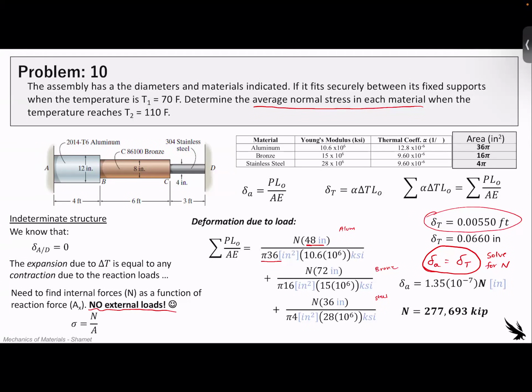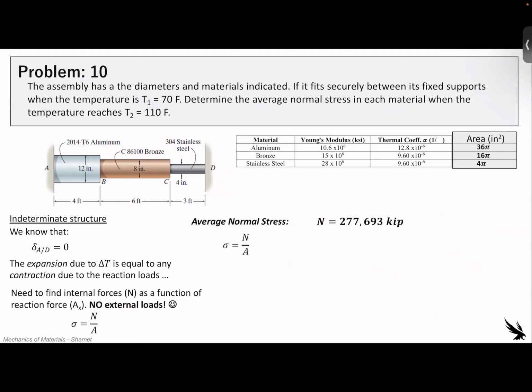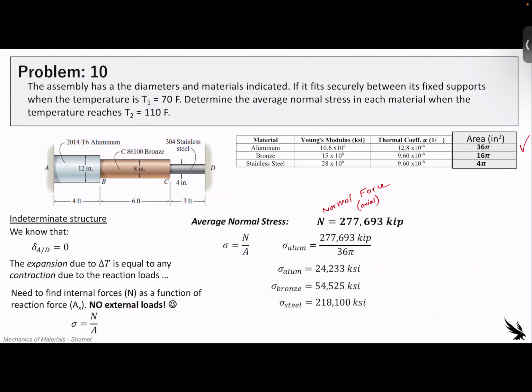All right, so we're not done yet because we need to find the average normal stress in each material. So we have the normal force, or axial force, I've been calling it. So now we just need to divide it by the cross-sectional area of each. We'll go through this kind of quick. I showed the calculations for aluminum, but just make sure you change each one. So for the bronze, it'd be 16 pi. For steel, it'd be 4 pi. And these would be the answers.